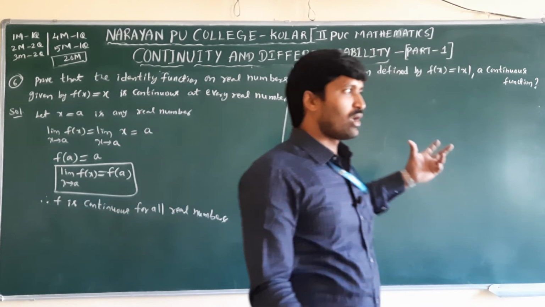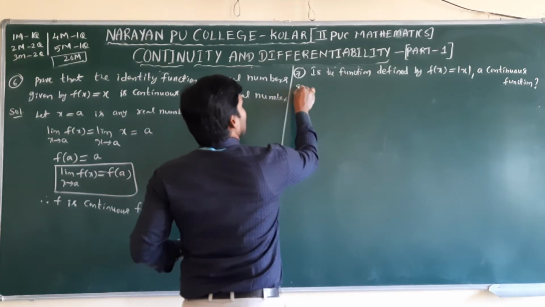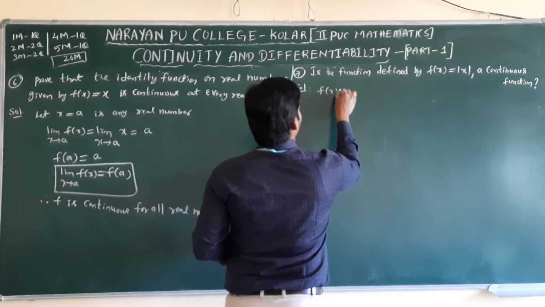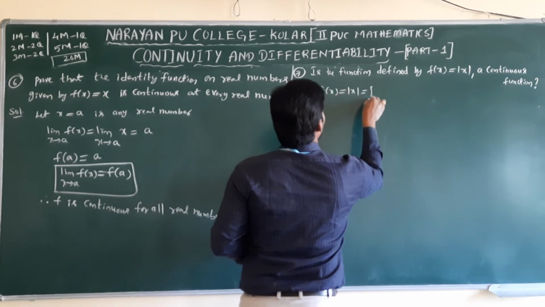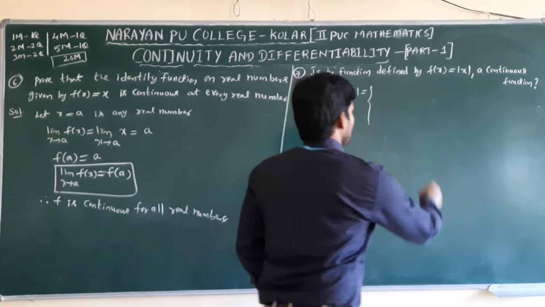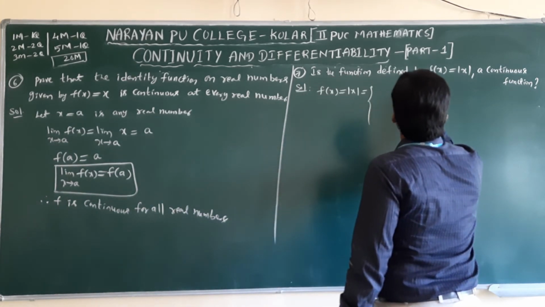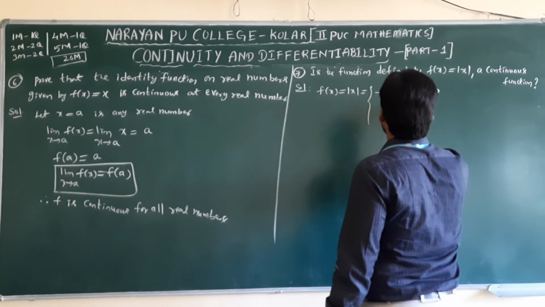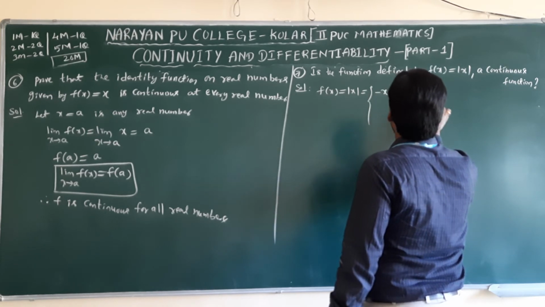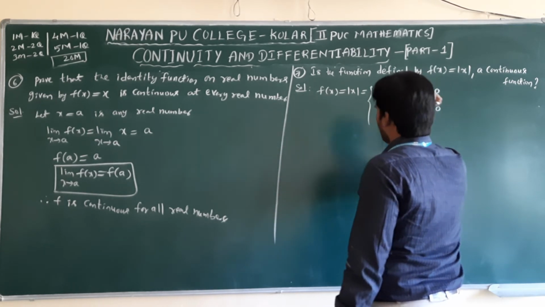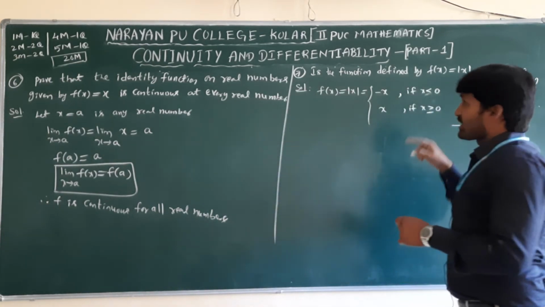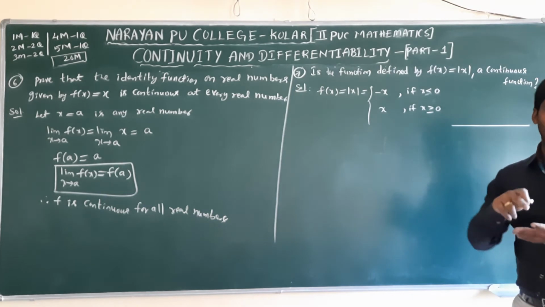Now from here a few other different concepts will come. It's also easy. First, what is the function given? f of x is equal to mod x. Mod x nature: if x is less than 0, what function? Minus x. If x is greater than or equal to 0, what will we get? Plus x. Here in this case, if they give a point at 0, we directly check LHL, RHL, f of 0.